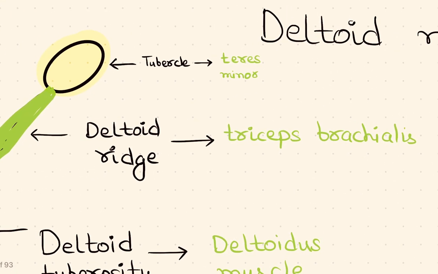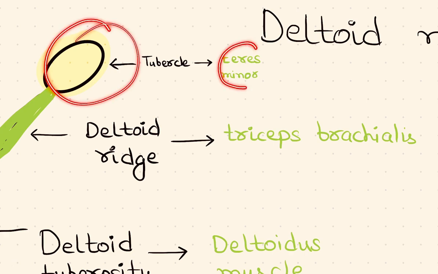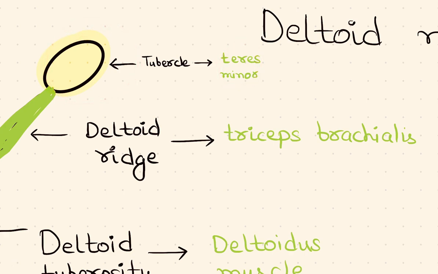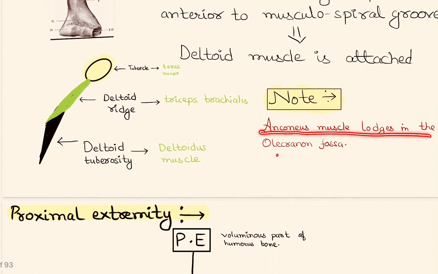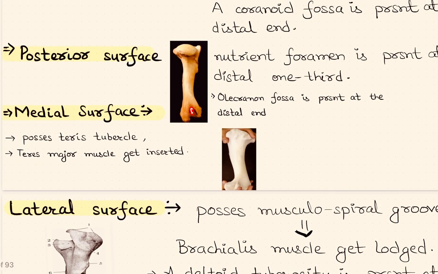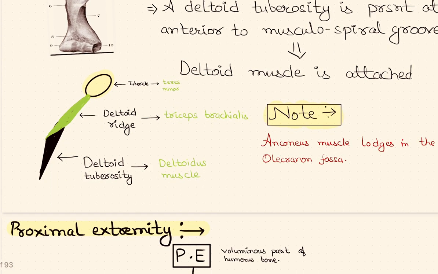brachii muscle gets attached, and above this deltoid ridge there is a tubercle via which the teres minor muscle gets attached. The teres major muscle was getting attached to the teres tubercle, which was present on the medial surface. Now there is a note that the anconeus muscle lodges in the olecranon fossa. If this is the olecranon fossa, which muscle lodges here? The anconeus muscle.